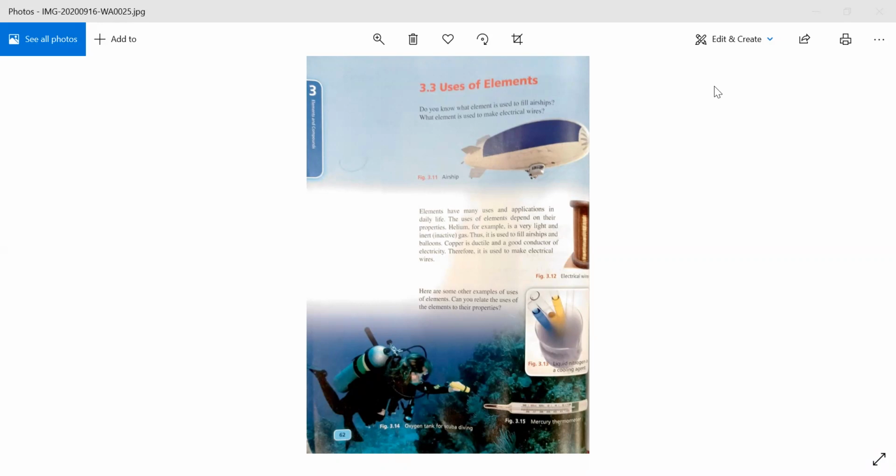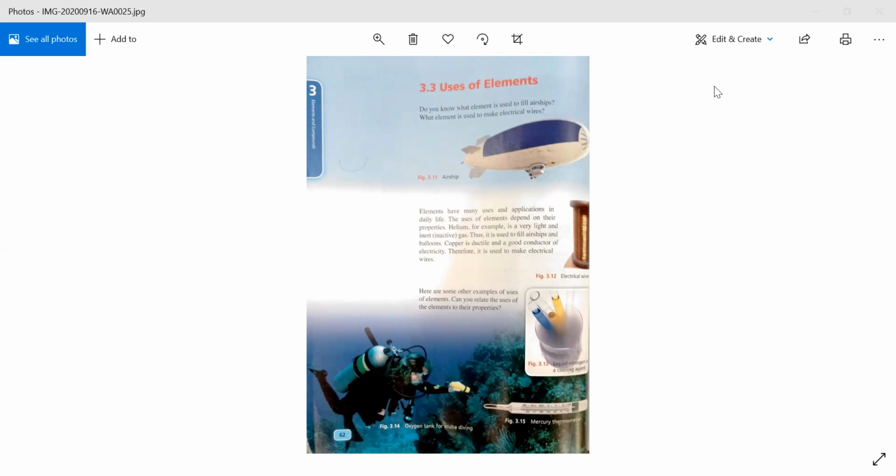Okay, beta, so this helium gas is filled in balloons and airships because they are light in weight and they are inactive. And if we are talking about copper, so copper is also an element. Copper is an element, obviously. So copper is ductile. Beta, what does ductile mean? Which is a good conductor of electricity. Obviously, electrical wires are made of copper. So copper is a good conductor of electricity, and therefore we use copper to make electrical wires.